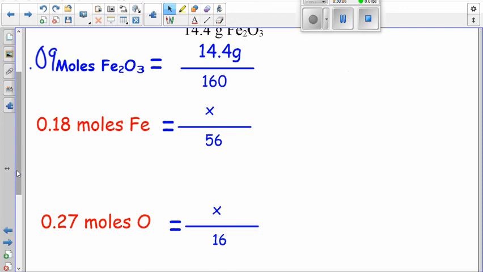Like with cheese sandwiches, bread and cheese don't go in evenly. You've got 2 pieces of bread for 1 piece of cheese, right? If I count in terms of sandwiches, that's one thing. If I want to count individual pieces of bread, that's going to be another. But 0.18 moles of iron is still the same as 0.09 moles of iron oxide, and 0.27 moles of oxygen is still the same as 0.09 moles of iron oxide. They're just breaking it out into different pieces. Does that kind of make sense?